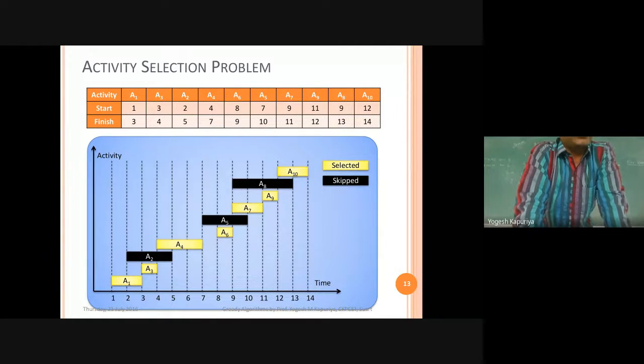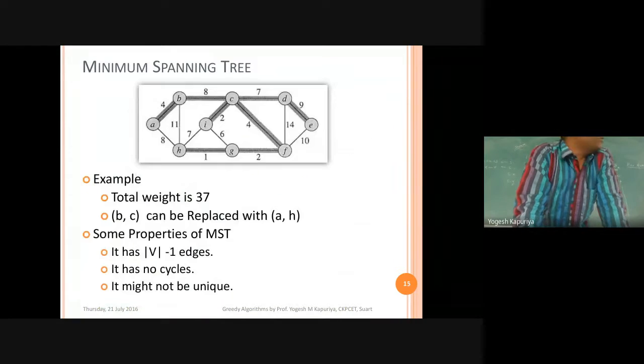So this is the first problem statement. Another version of it which we have discussed was job sequencing with deadline.